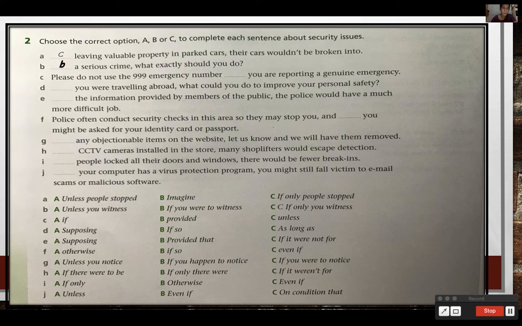C. Please do not use the 999 emergency number if you are making a joke. Please do not use the 999 emergency number if provided, unless. Very well. Unless you are reporting a genuine emergency. That is not a joke. Okay? So you have to do the same with the other one.